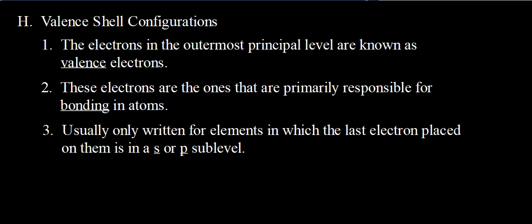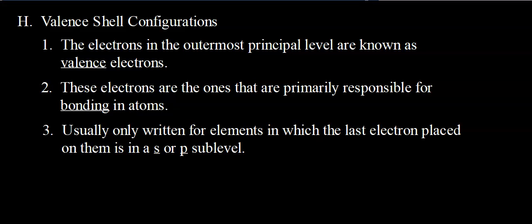So when we say an atom loses electrons to form, say, a cation, the electrons it loses are valence electrons. Or when we say an atom gains electrons to form an anion, the electrons it gains go into the valence shell, or the highest energy level.